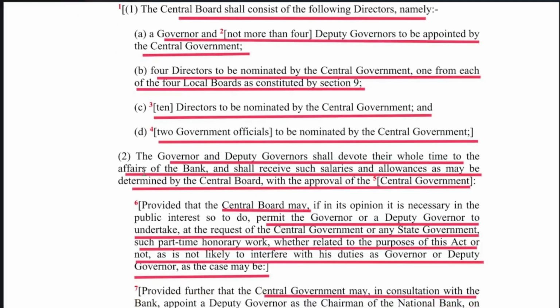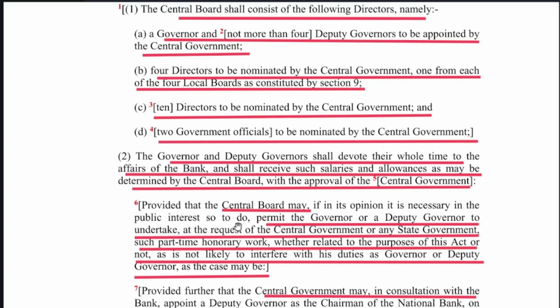Coming to subsection 2, the governor and deputy governor shall devote their whole time to the affairs of the bank and shall receive such salaries and allowances as may be determined by the central board with the approval of the central government. Nobody would be working for free, obviously. So the salary structure and the allowance structure of the governor and the deputy governor is decided upon by the central board of directors, and it is to be approved by the central government.